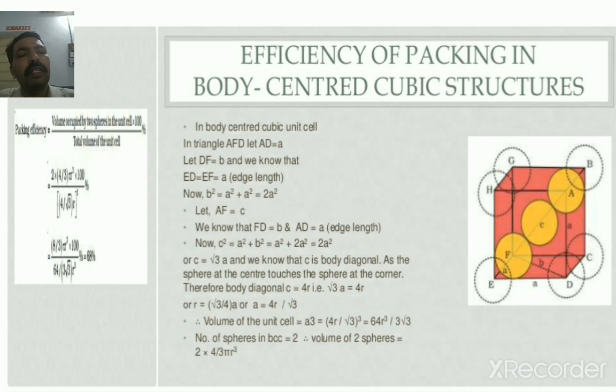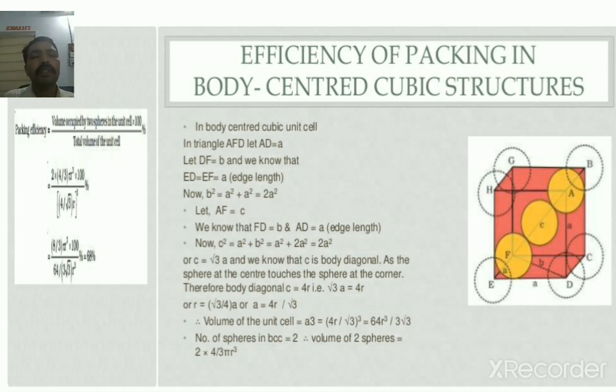By calculating using Pythagoras theorem, AF is equal to root 3 A, and in another way, AF is equal to 4R. So root 3 A is equal to 4R, and A is equal to 4R by root 3. The volume of the unit cell is equal to A cube, because A is the edge length, and A is equal to 4R by root 3, so the volume is (4R by root 3) cube.